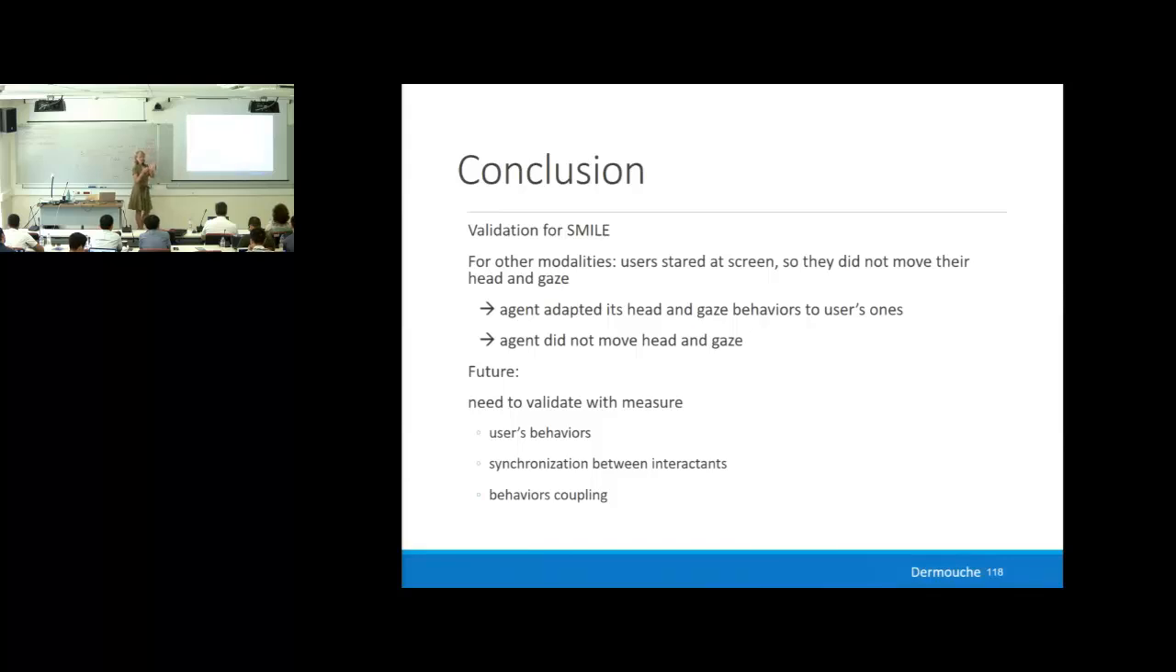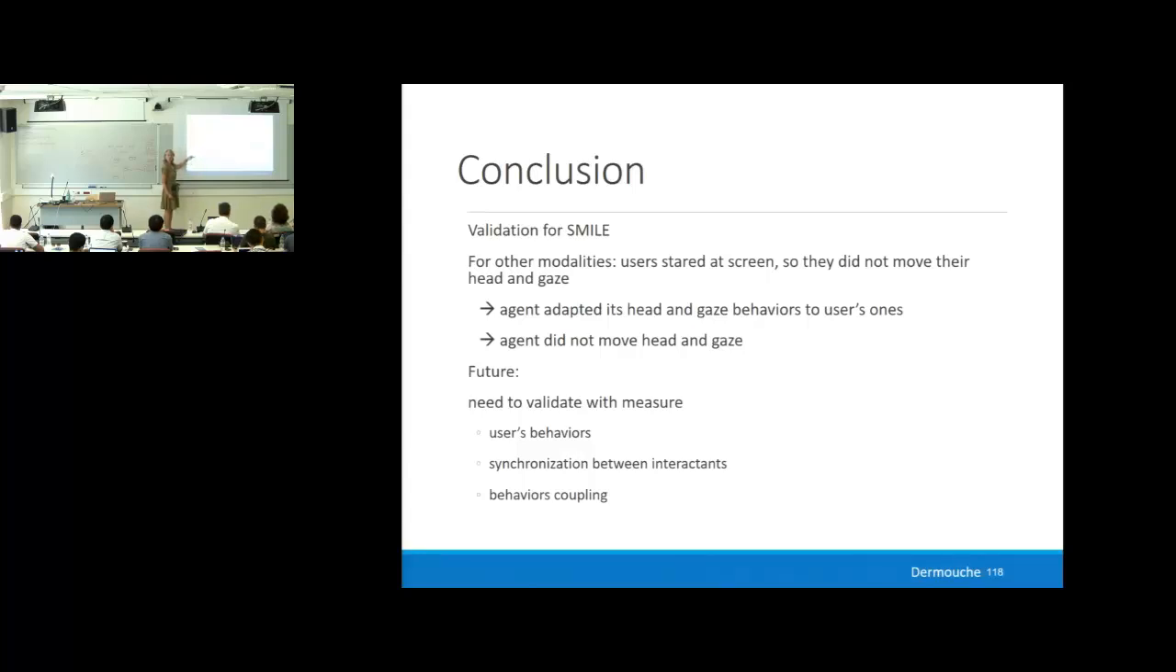So that means that we should endow the agent with a higher capability to maintain engagement, so that when it sees that it is staring too much, maybe it does something different to trigger a change of behaviors, or asks the user to talk more and things like that. However, here we didn't do that. So in the future, we need to validate with different measures.